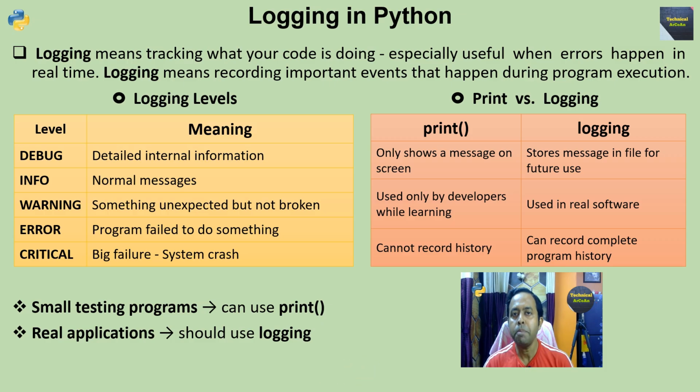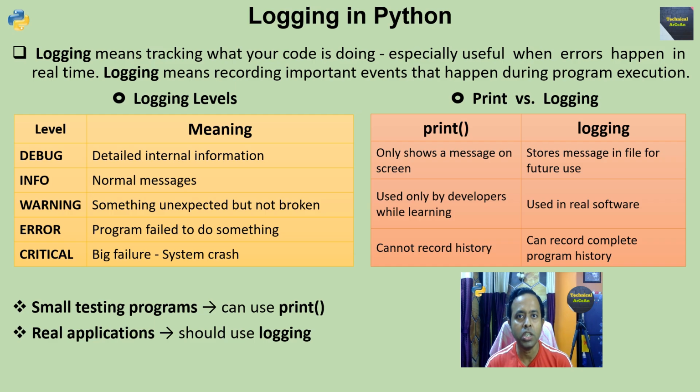In Python there are 5 logging levels. Number 1 is debug, number 2 is info, number 3 is warning, number 4 is error, and number 5 is critical. Debug means detailed internal information, info is normal messages, warning is something unexpected but not broken, error means the program failed to do something, and critical is a big failure like a system crash.